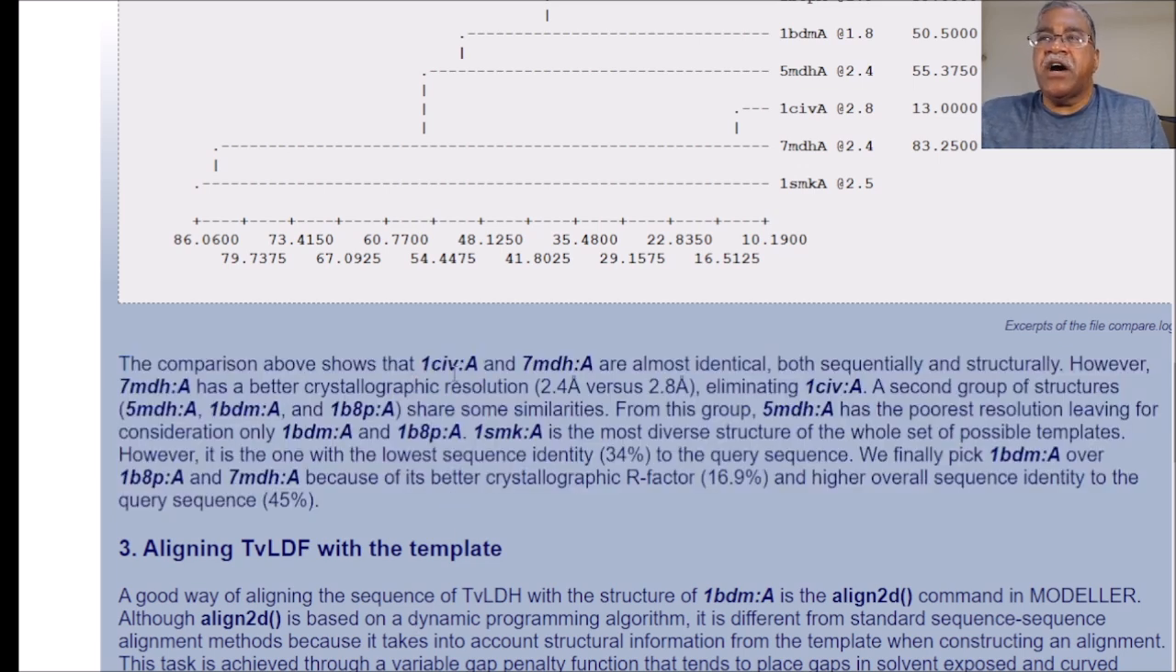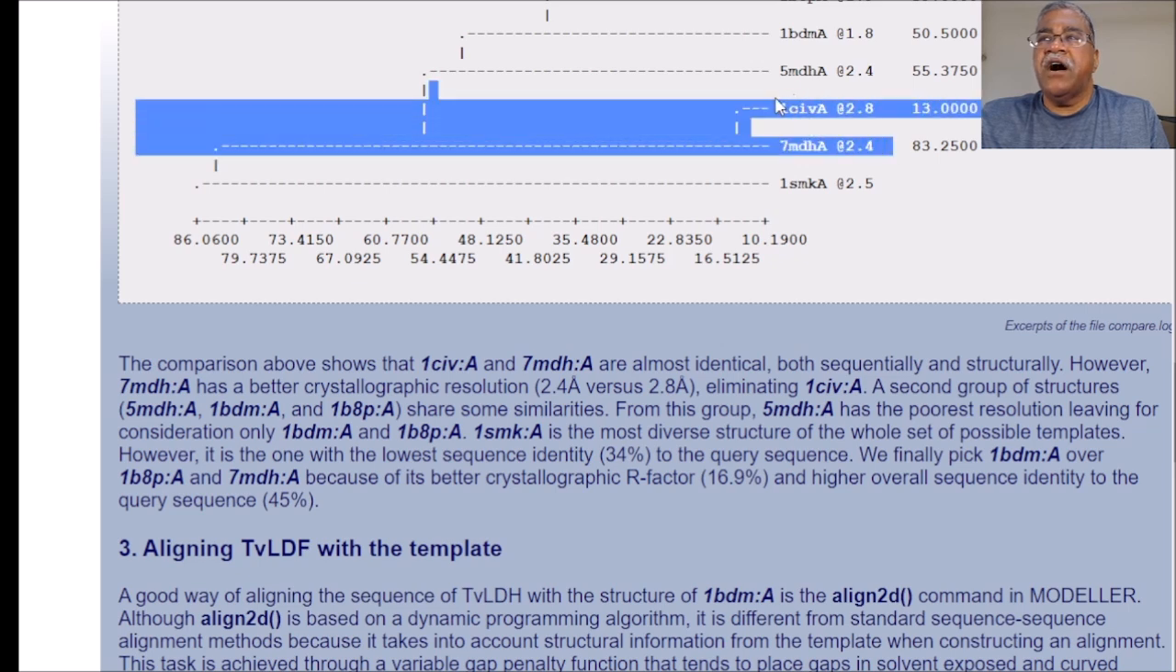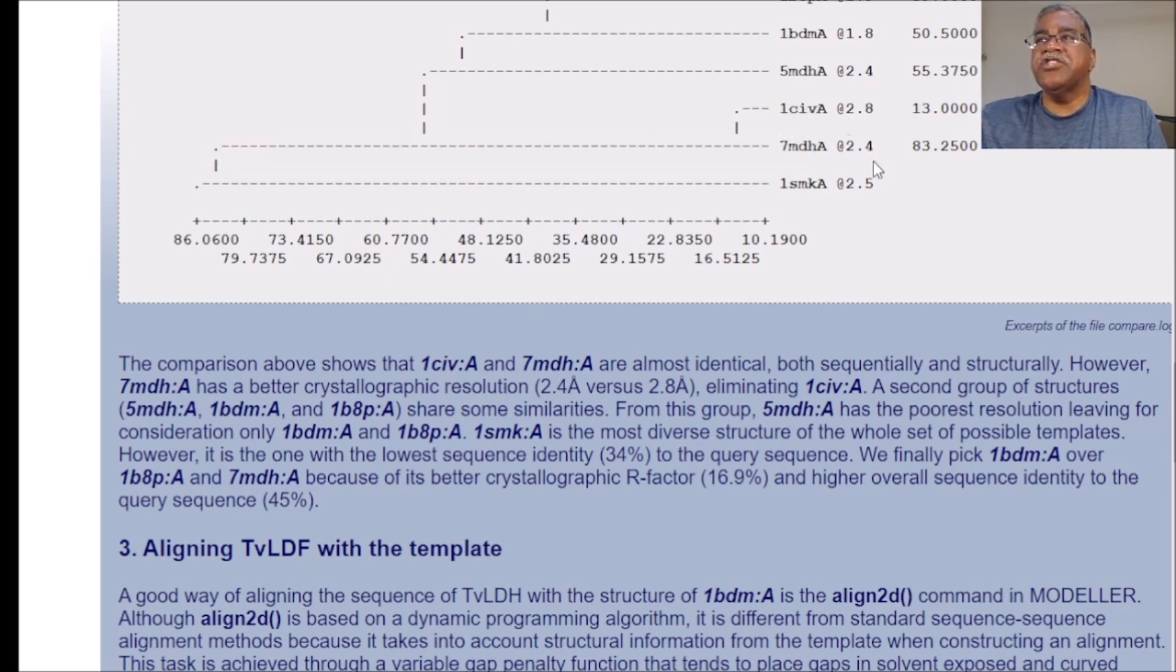So we can see that CIV and 7MD are almost identical, both sequentially and structurally. However, 7MDH has a better crystallographic resolution. Remember, the smaller the number as far as resolution is concerned, the better it is. So if this one and this guy are exactly the same, but this is better resolved, which means you have a greater precision in terms of placing the atomic positions. And to be honest, between 2.4 and 2.8, we are not talking about a big difference, but hey, you go with the one that's better. So what we're going to do is we're going to reject that guy.